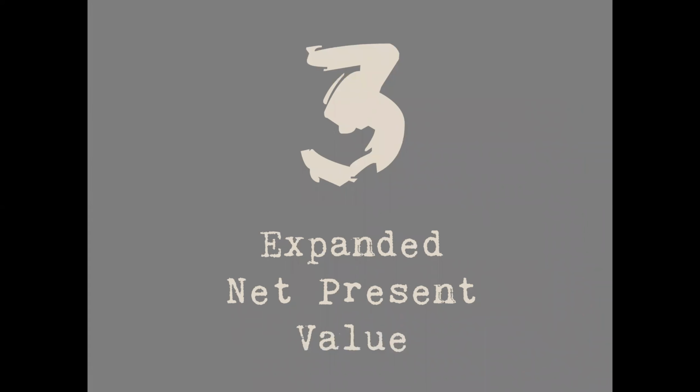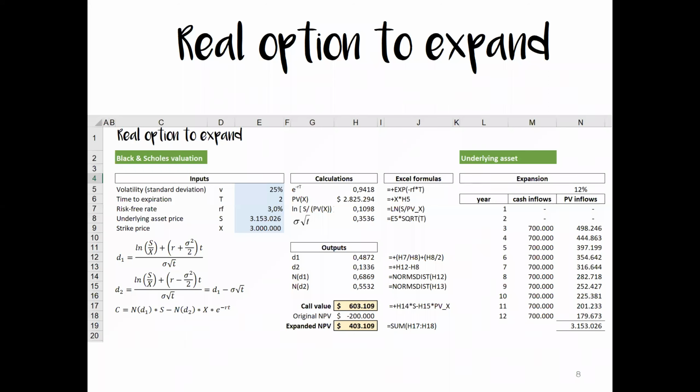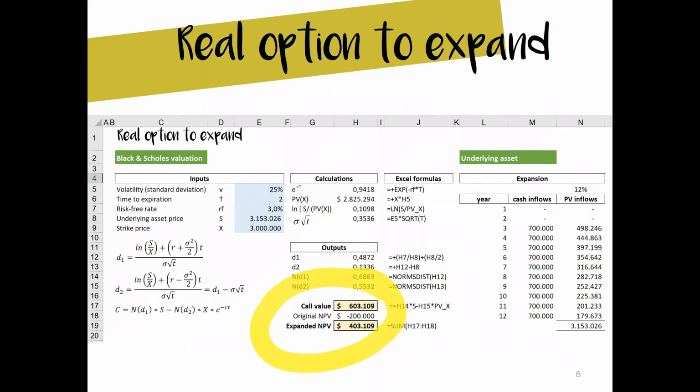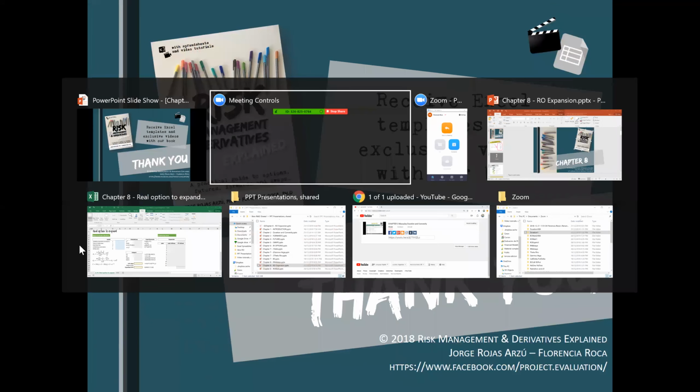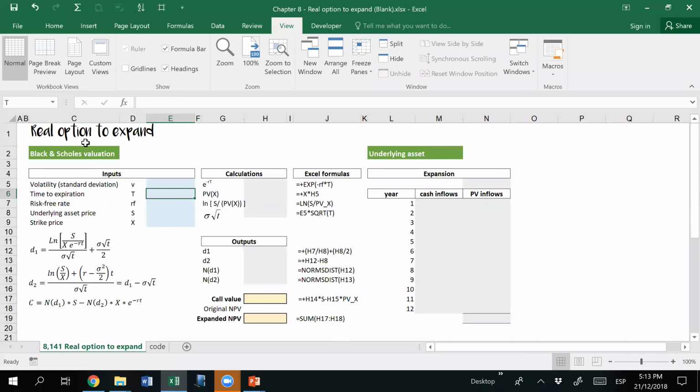So expanded net present value finally means taking the original net present value and adding the value of the flexibility that this project has. There's a chance to expand this project with a further investment. And the option value here is significant, and that makes the original net present value turn from negative to positive.